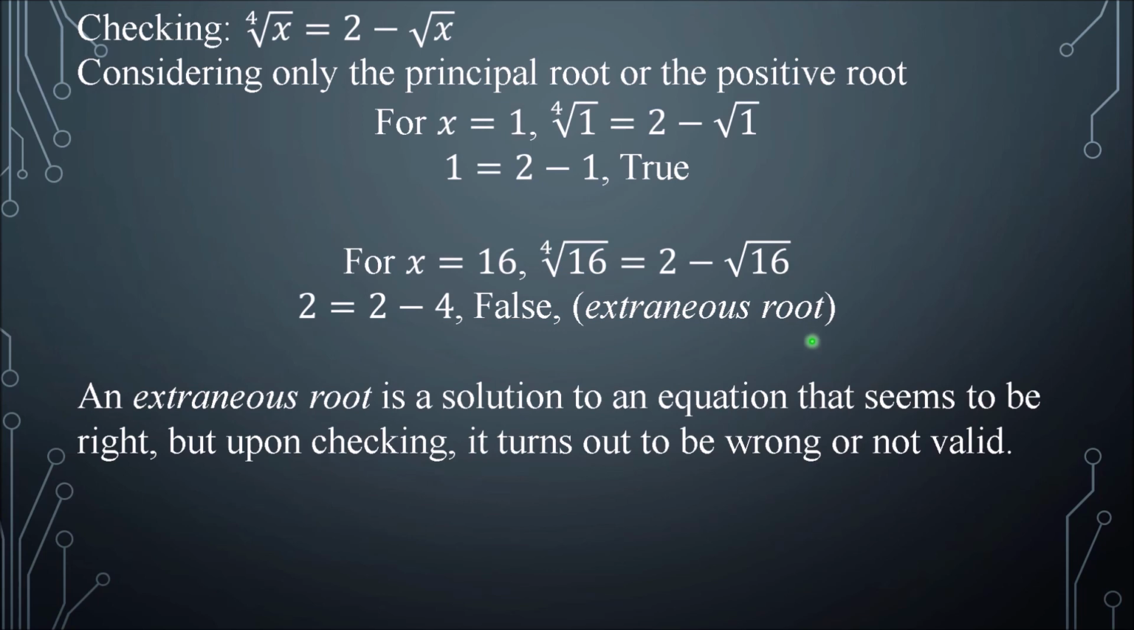What is an extraneous root? It is a root or a solution to an equation that seems to be right. So x equals 16 seems to be right. But upon checking, upon substituting 16 to x, it turns out to be wrong or not valid. Just like this one. So 2 is equal to 2 minus 4 is false. So we call x equals 16 the extraneous root.